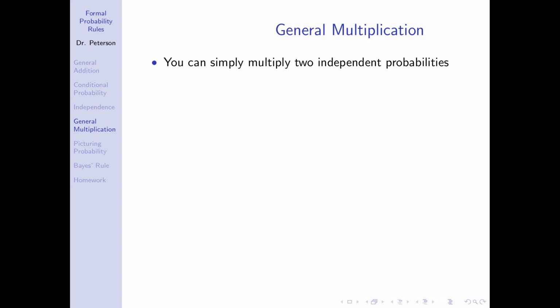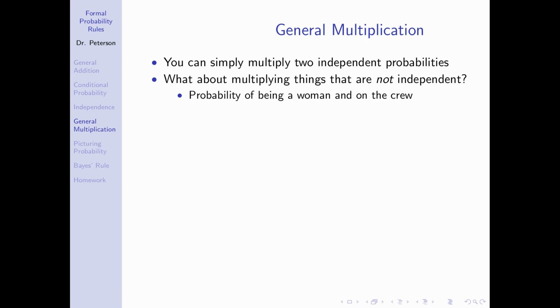As you saw in the book chapter, you can simply multiply two independent probabilities with each other. The probability of flipping a heads on our first flip times the probability of flipping a heads on our second flip. However, what about multiplying things that are not independent? So, what is the probability of being a woman and on the crew in the Titanic?